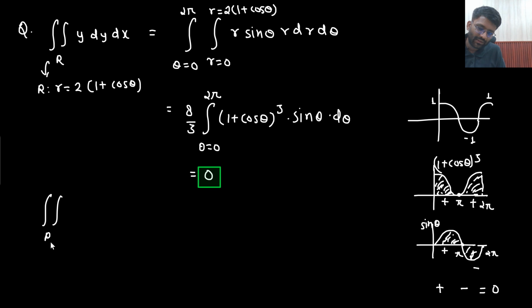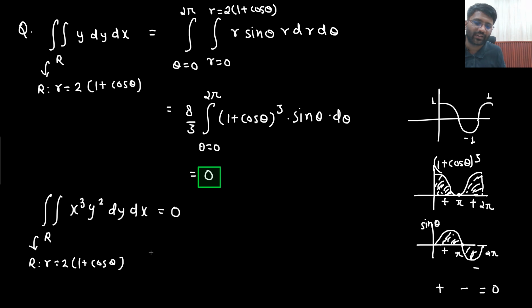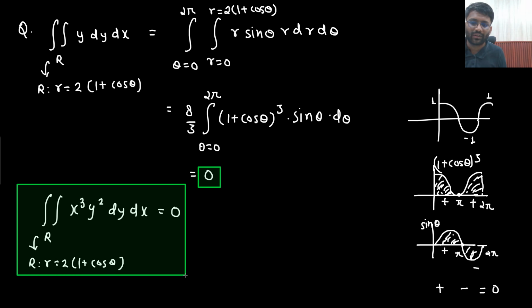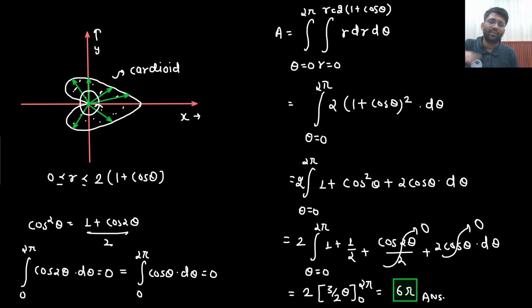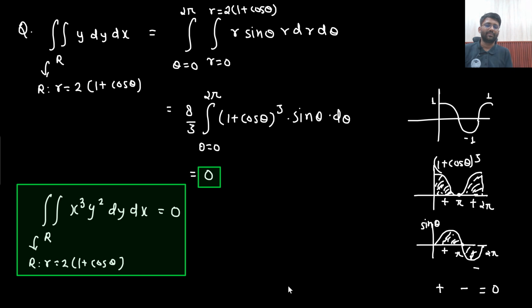Similarly, you can calculate this particular thing as well. Region R, where region R is the same, R equals 2 into 1 plus cos theta. You can calculate x to the power 3, y to the power 2, dy dx. I am not going to calculate it as of now, neither do you need to calculate. The answer will come out to be 0 only. Why is that so? It is symmetric about the x-axis.